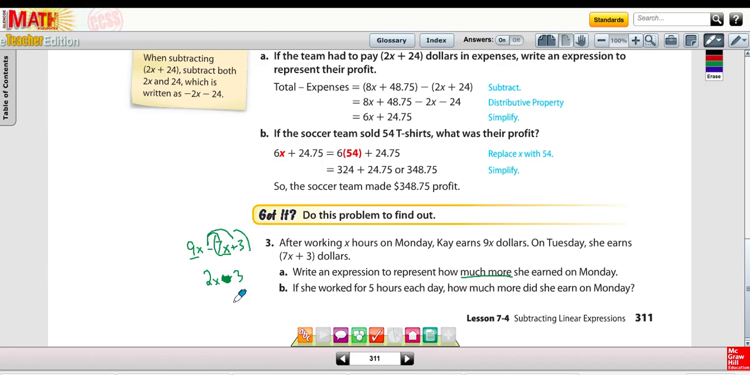That's the difference. If she worked 5 hours each day, how much more did she earn on Monday? So 5 hours each day. Let me check here how they're going to do that. We have 9 times 5 is 45, and we have 7 times 5, which is 35, plus 3 is 38. 45 minus 38 is $7.